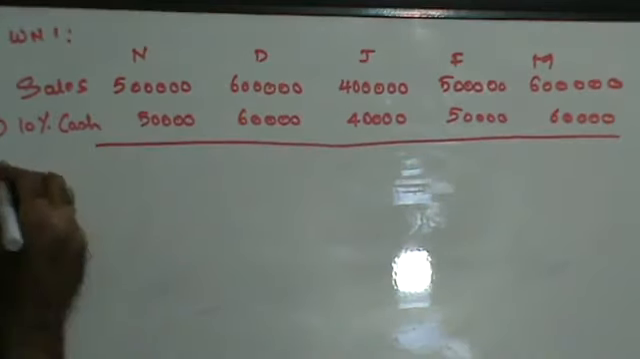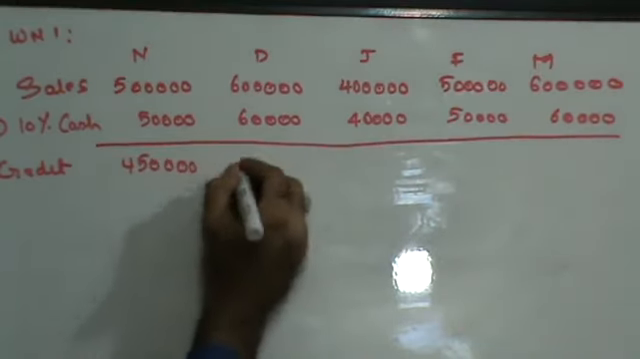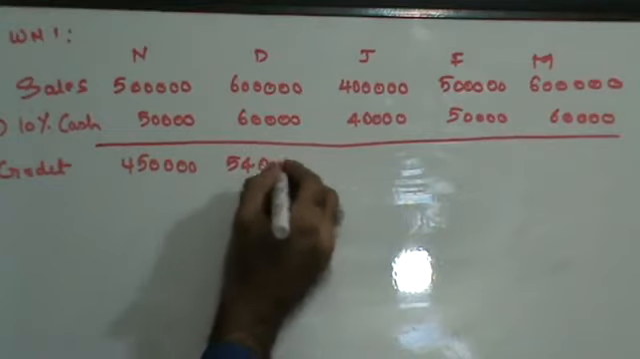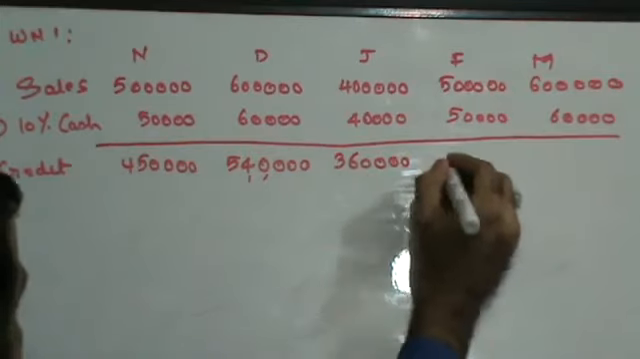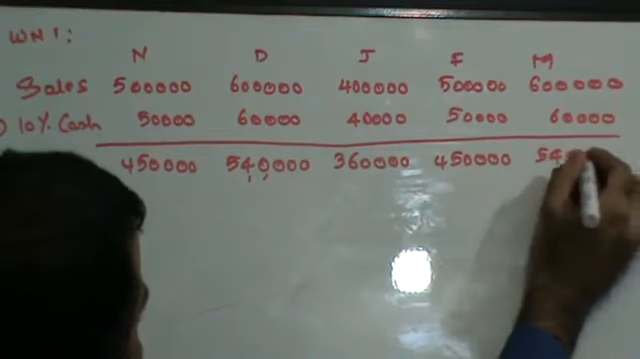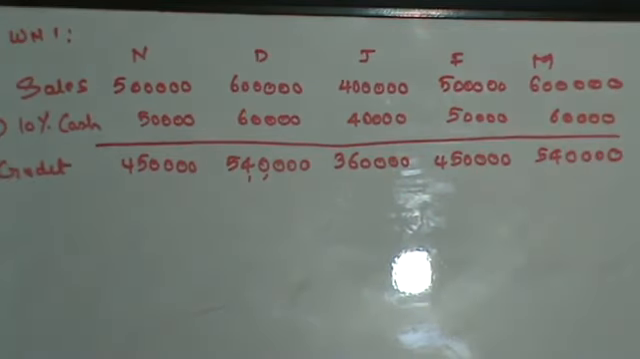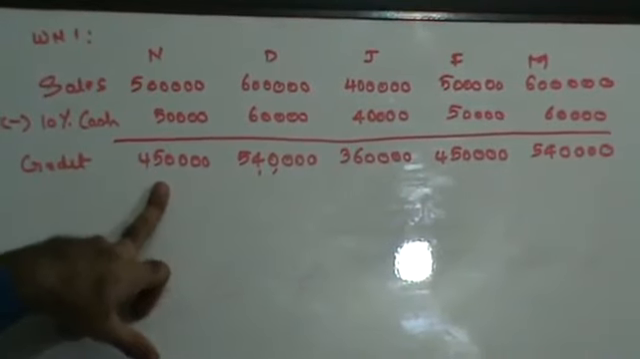So in that case, credit sales is 4,50,000, 5,40,000, 3,60,000, 4,50,000, 5,40,000. Right? Okay. Credit to debtors is 1 month. On an average, 50% of the debtors make payment on the due date, while the rest make payment 1 month thereafter. This is the credit sales.